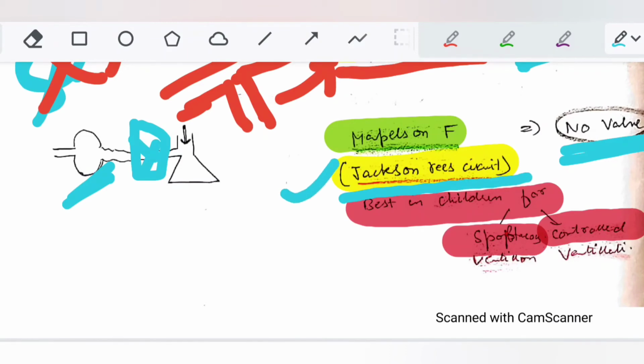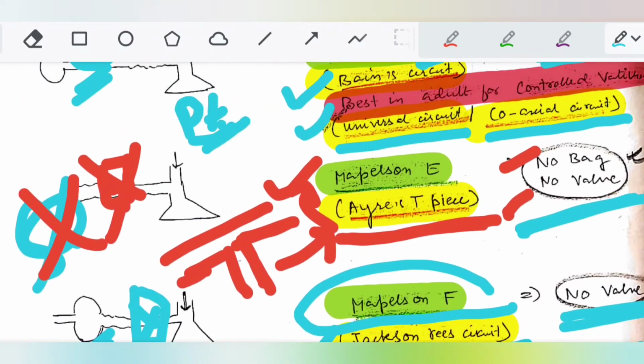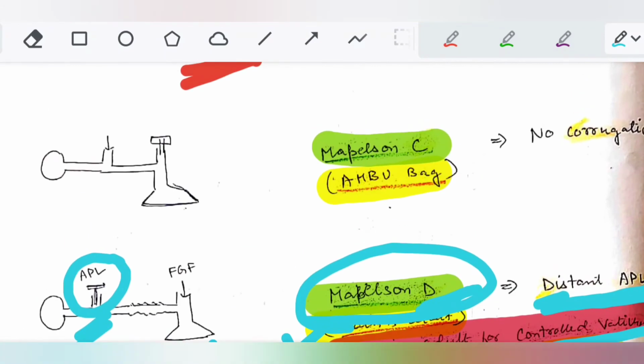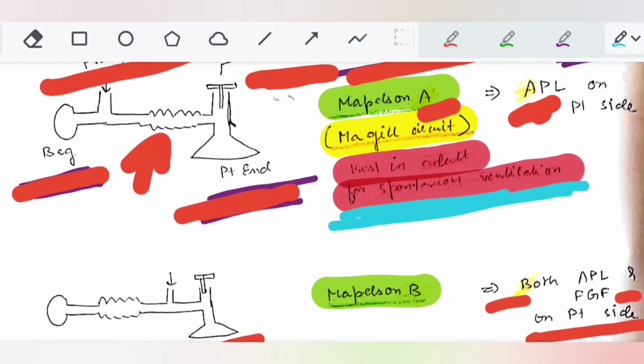It is the best circuit in children for both spontaneous ventilation and controlled ventilation. So in children, for both spontaneous and controlled, we use the Mapleson F circuit. In adults, in controlled ventilation, we use the Mapleson D circuit. And for spontaneous ventilation, we'll use the Mapleson A circuit.